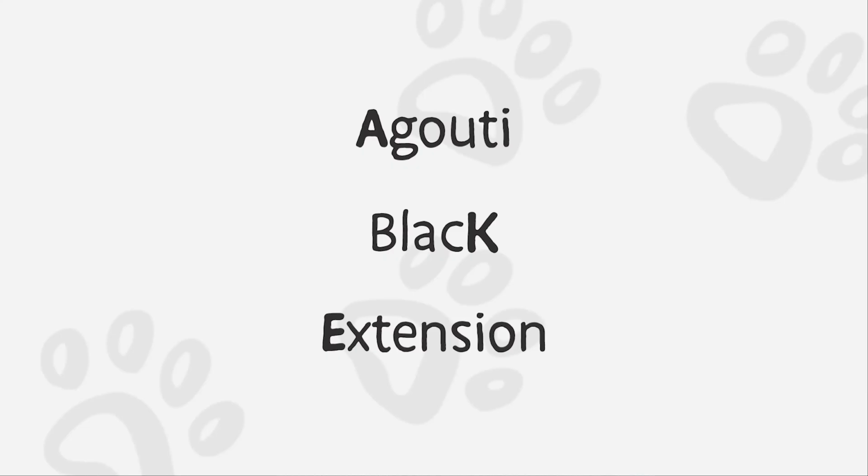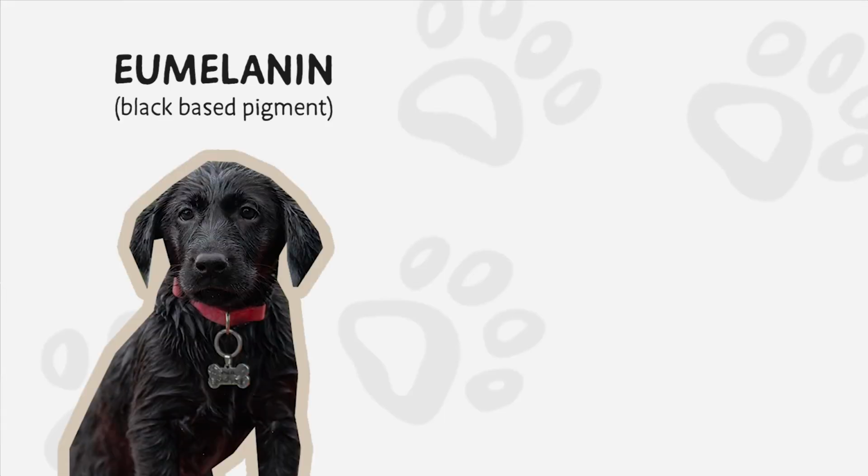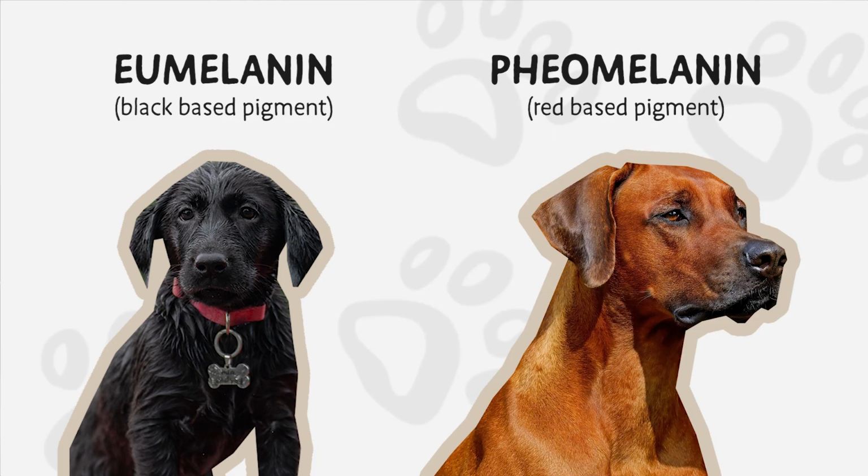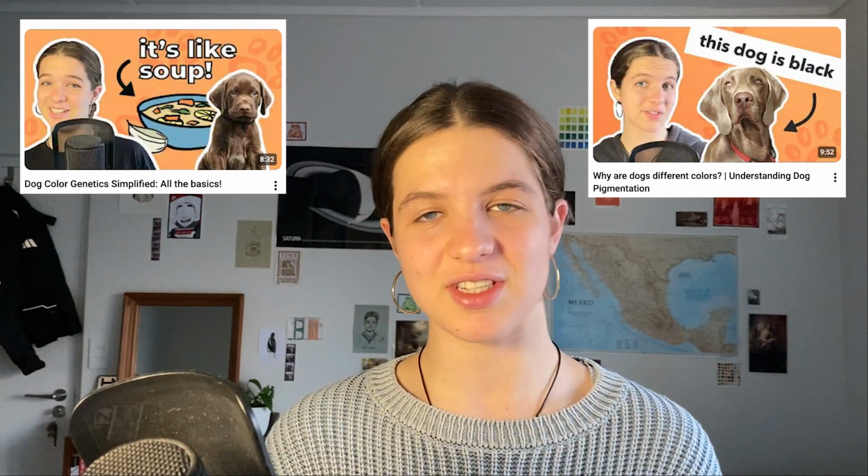Of the 18 widely recognized loci in the field of dog coat color genetics, 3 stand out: the Agouti locus, the black locus, and the extension locus, commonly just referred to as the A, K, and E locus. These 3 loci are the ones mainly responsible for the placement of the 2 different pigments in dog coats, eumelanin and pheomelanin.